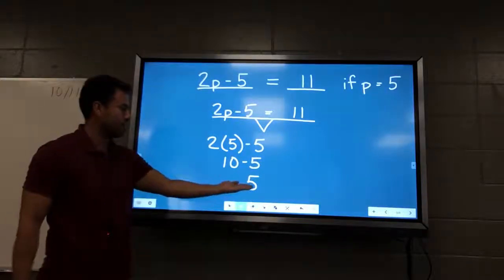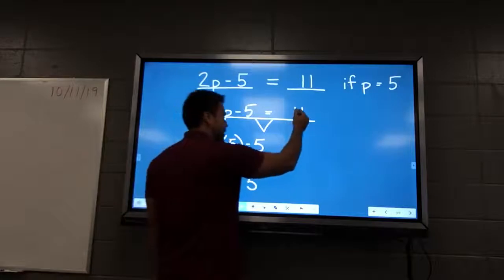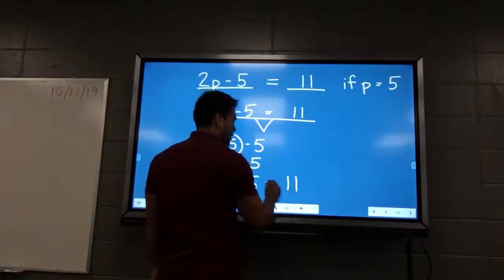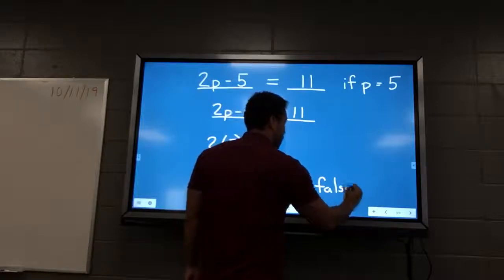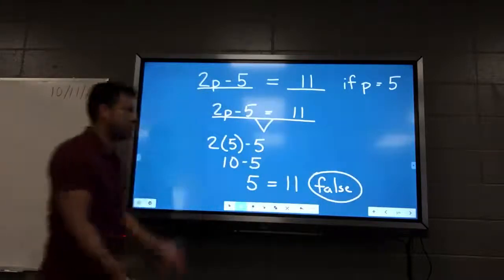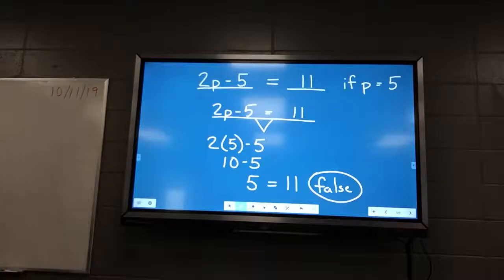Okay, so I have 5. Can I make 11 any simpler? No. Are these two equal? No. So this is a false statement. This is a false equation. That's all you're going to put. That's your answer, false. In fact, that's kind of what I did on my homework. True or false is what my answer was.